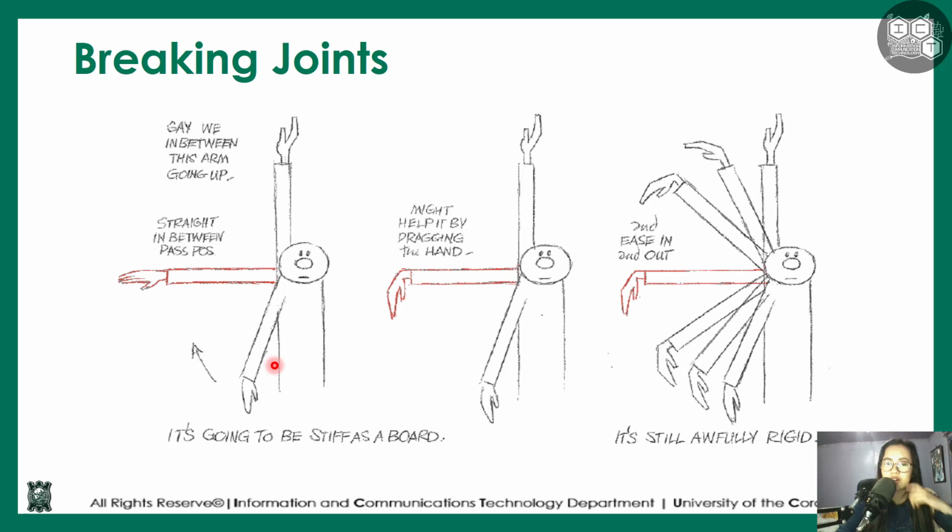So we have here an example of an animation of something that doesn't really use breaking joints. So what happens right here is that the arm is moving upwards and downwards. So technically this is something that is correct. So you don't have to move really the wrists or the elbows or whichever. But doing this one makes it so that it's very rigid.